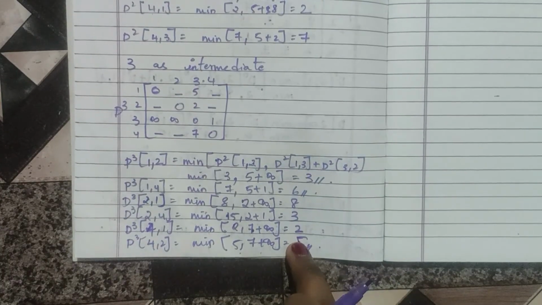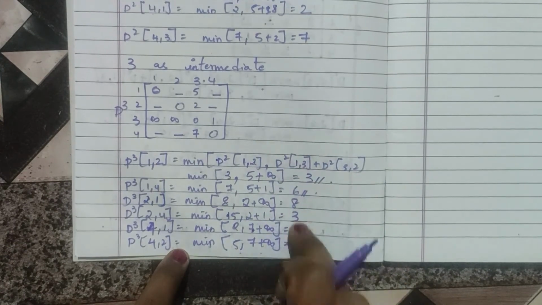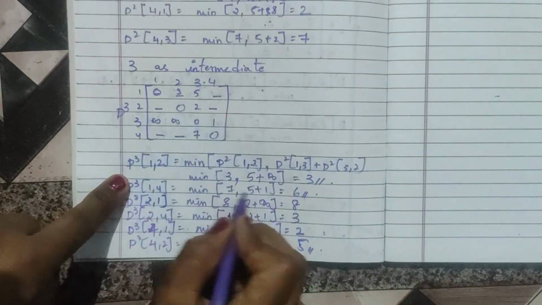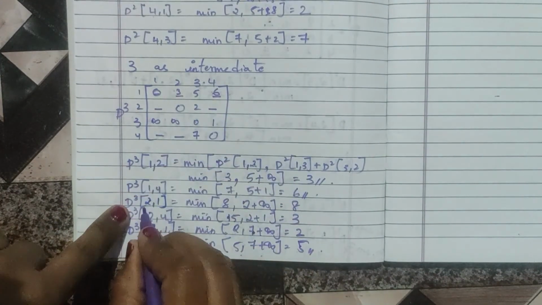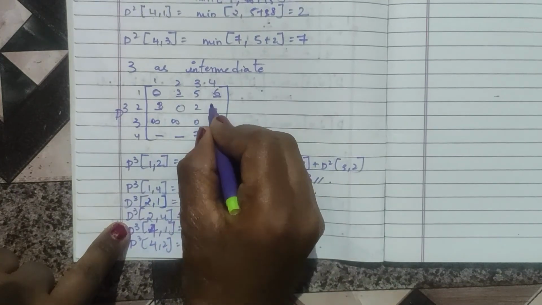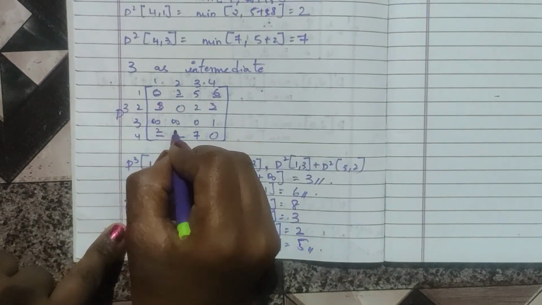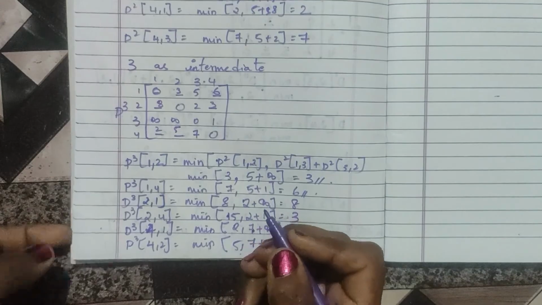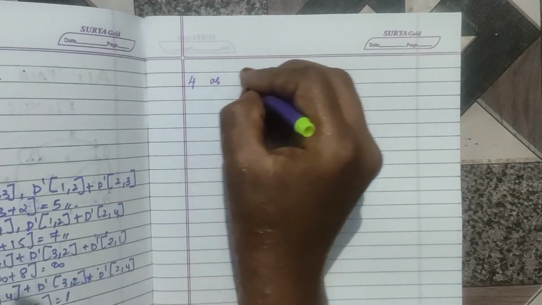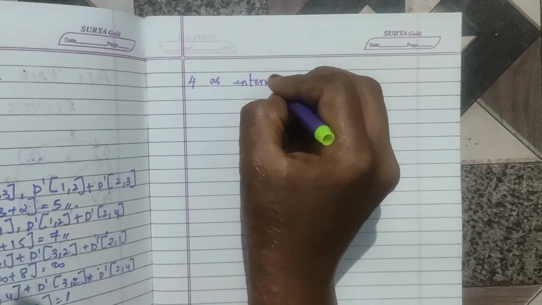Here I have found out the values. So now let's update these values in the table. So 1 to 2 it is 3, for 4 it is 6, and here it is 8, and here 3, 2 and 5. Now we have to use 4 as our intermediate. So 4 as intermediate.